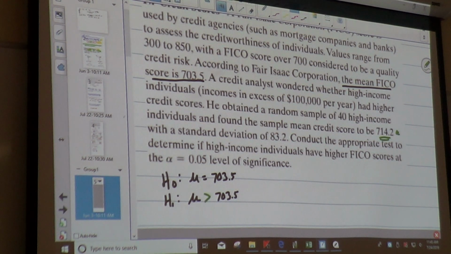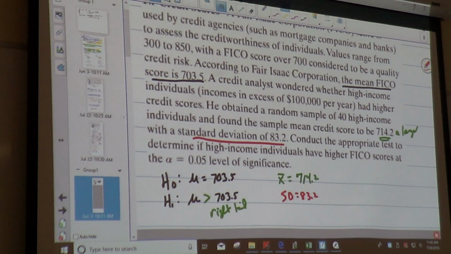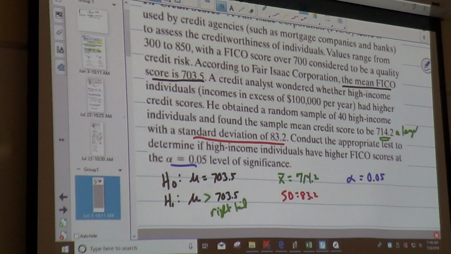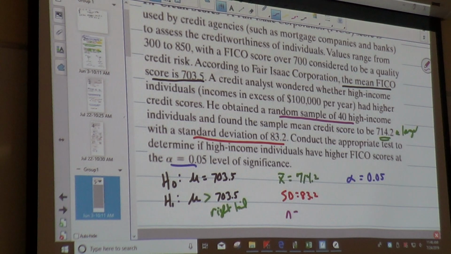So 714 is larger than the one that we're given, which means this is a right tail test because it's pointing to the right. So our mean of our sample is 714.2. Our standard deviation is 83.2. They gave me that the alpha is 0.05, and we also did a random sample of 40, so my N is going to be 40. So that's all the data that I really got out of the problem.